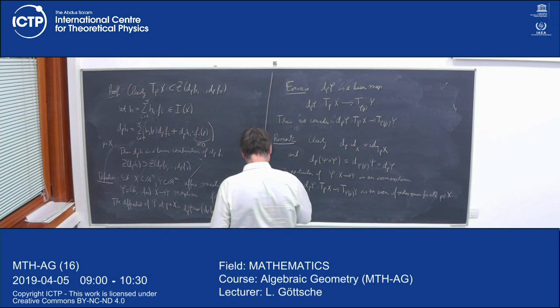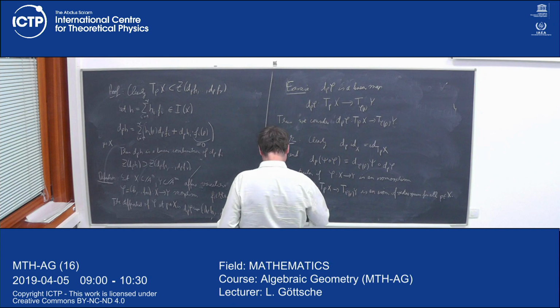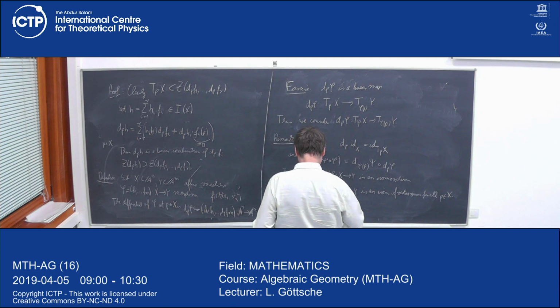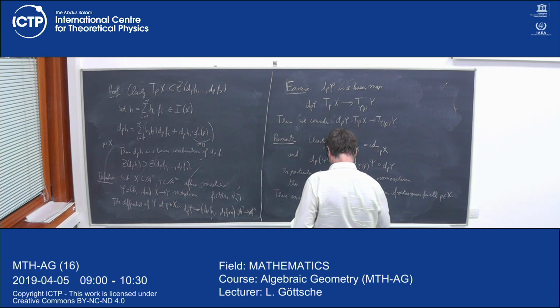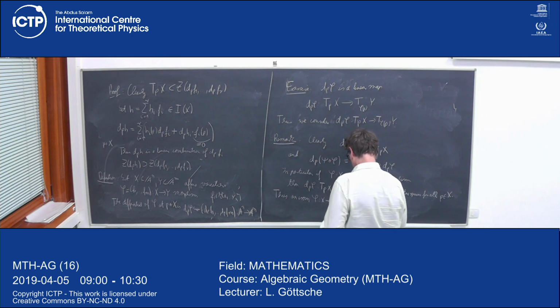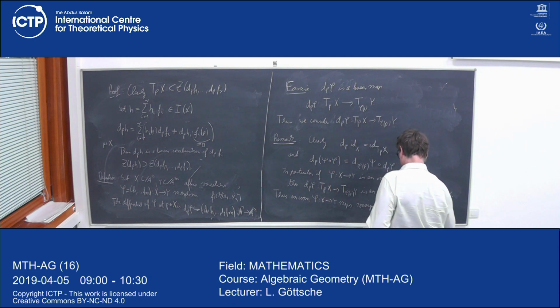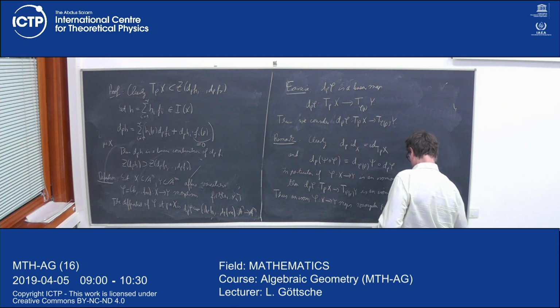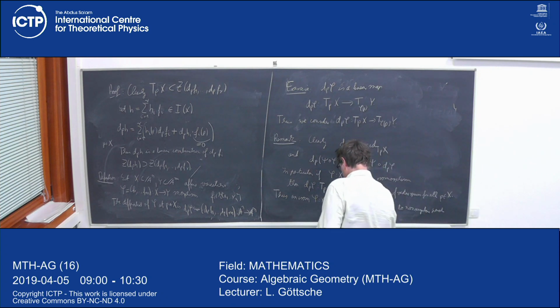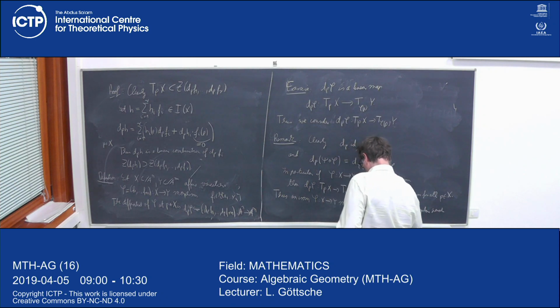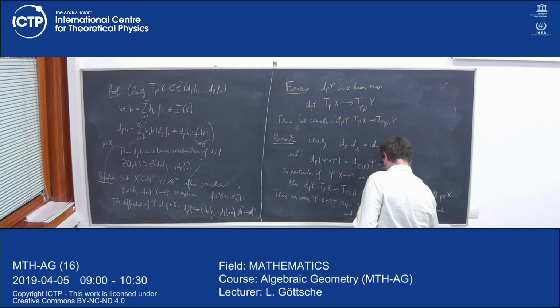And so thus, an isomorphism phi from X to Y maps non-singular points to non-singular points and singular points to singular points.